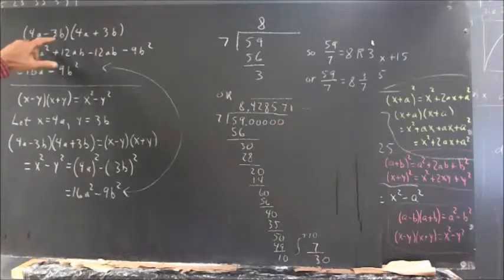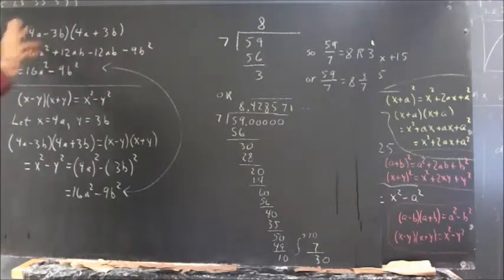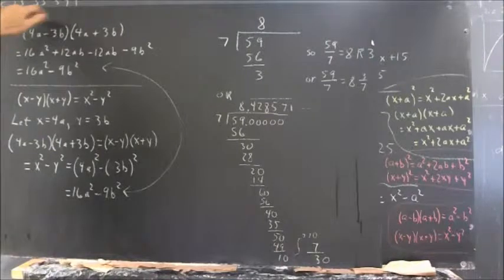Now we multiply 4a minus 3b times 4a plus 3b using the distributive law. I don't need to write the intermediate steps. Skipping intermediate steps, 4a times 4a is 16a squared. 4a times 3b is plus 12ab.